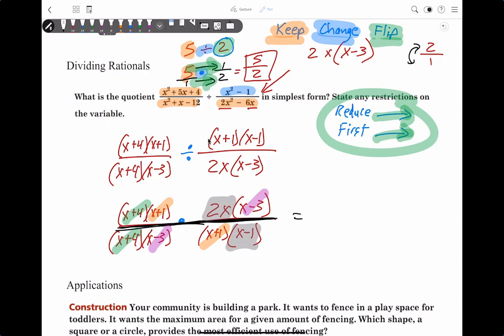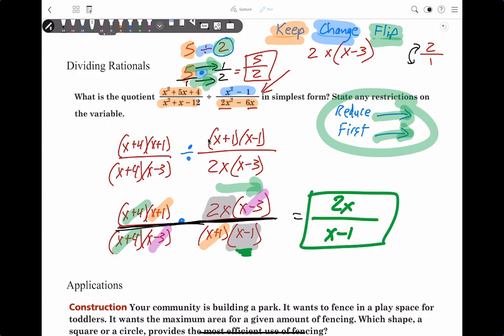So what's left over to multiply on top is 2x, and what's left over to multiply on the bottom is just this x minus 1 all by itself. So this is our most reduced, simplest form. The restrictions will happen over here in this factored piece.